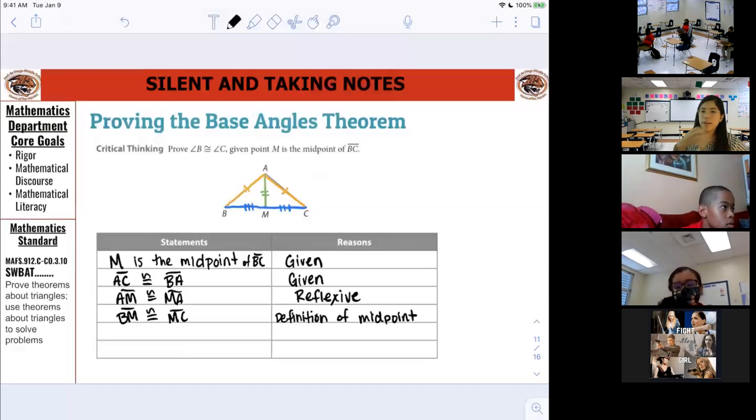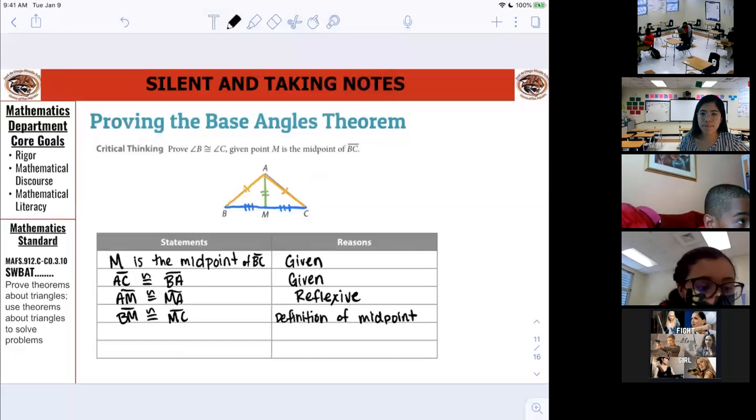Sides. Okay. So what do I have between these two triangles? What do I know about these two triangles? They have a midpoint. I have two triangles. Look at everything that I have labeled so far about these triangles. What can I say about the two triangles? They're congruent. How do I know?